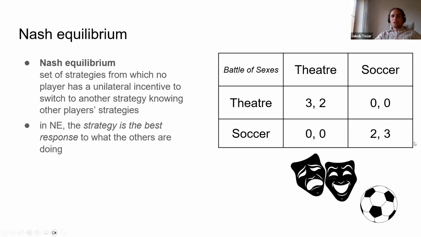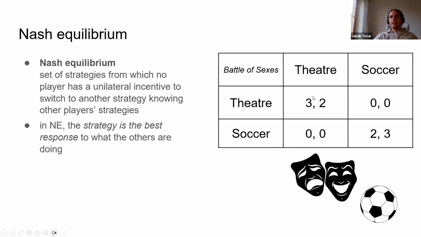So what you can say about this game is that this game actually has 2 Nash equilibria, and we will find the Nash equilibrium using this strategy of the best response. So for example, if I'm a player A, and I have some assumption that the other player will go to the theater, my best response to this strategy is to go to the theater as well, because if I go to see a soccer game, I will get 0, but if I go to theater, I will get 3 from the situation.